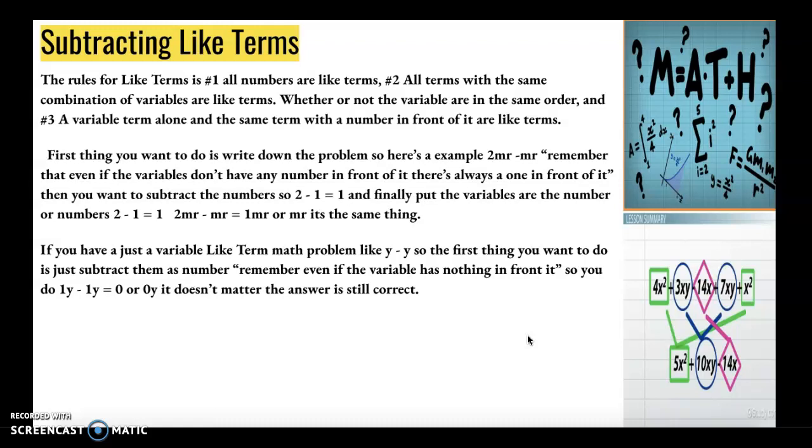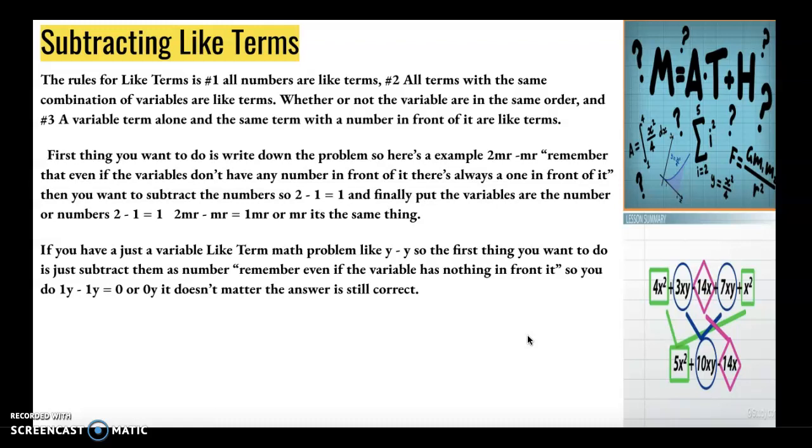So 2 minus 1 equals 1. And finally, put the variables after the number. So 2mr minus mr equals 1mr or mr. It doesn't matter. It is the same thing.